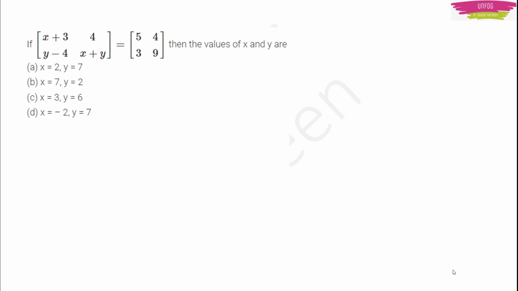What you have to do is just compare these two matrices. If you compare, you will know that x plus 3 is equal to 5, and therefore x will be equal to 5 minus 3 or 2. So you got value of x now, isn't it? You have to find the value of y also. You can compare any other term. You have two more terms. You have y minus 4 and you have x plus y. It is your choice. Either you compare y minus 4 with 3, or you compare x plus y with 9.